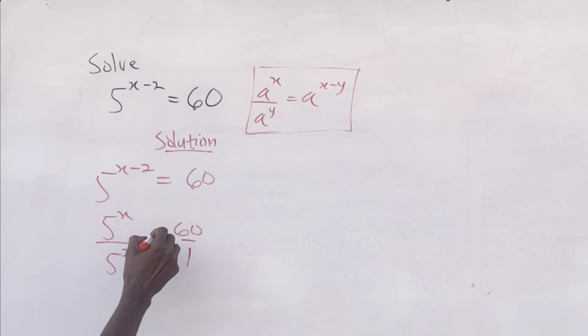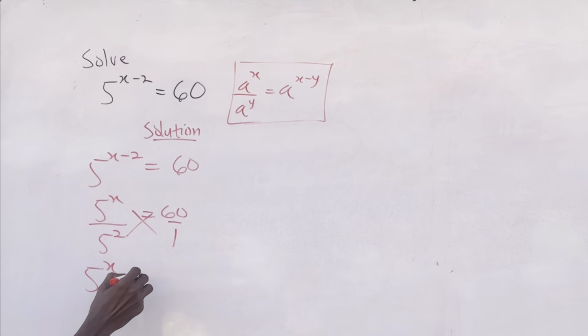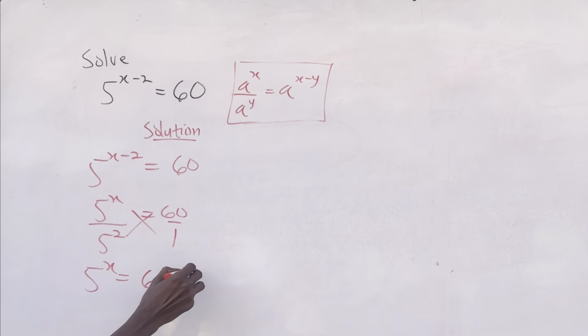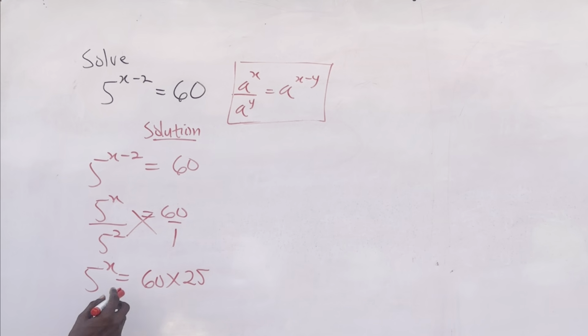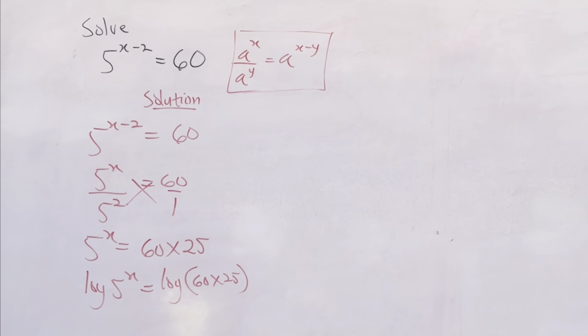Okay, so from here we can cross multiply so that 5 raised to power x equals 60 multiplied by what we have here, which is 5 squared, which is 25. Okay, so from here we can introduce logarithms. So let's just add logarithms to both sides. So log 5 raised to power x equals log 60 multiplied by 25.